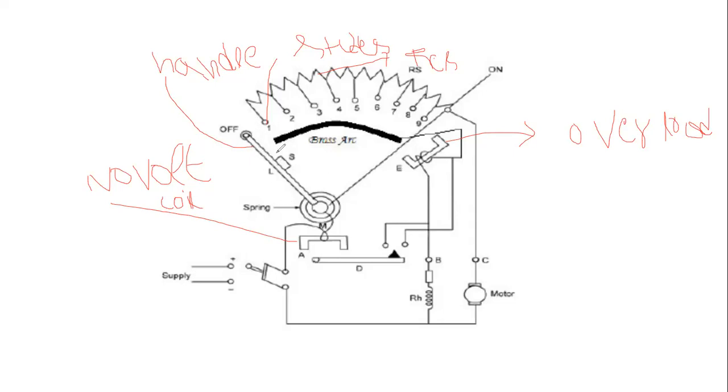This is the no volt coil and overload coil, and this is the handle. This handle is attached to one iron piece, or the magnet. That magnet will be attracted by the overload coil or the no volt coil depending upon the conditions.